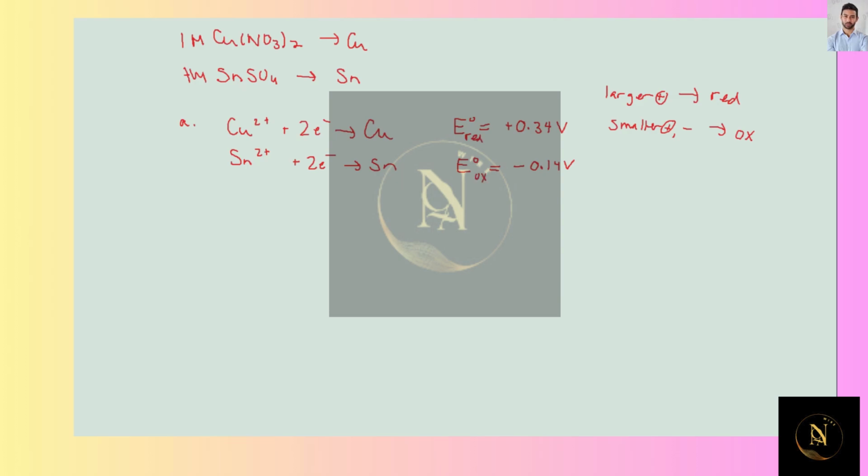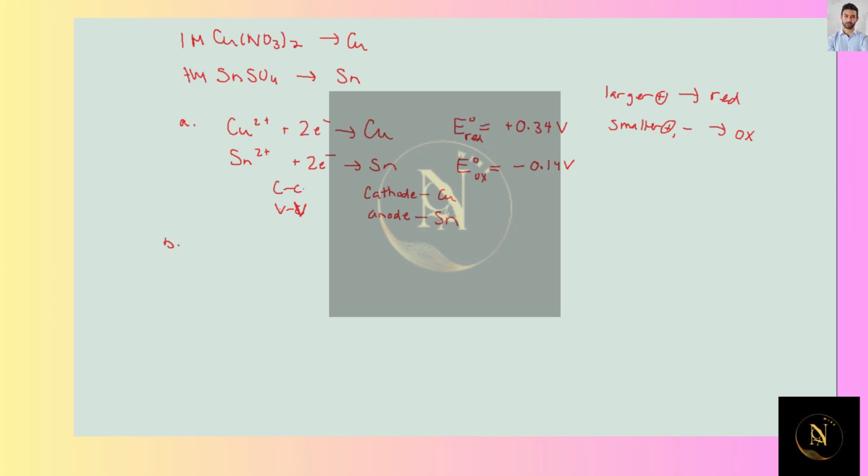So in terms of the electrodes, the trick to remember is consonant, consonant, vowel, vowel. Reduction occurs at the cathode, and oxidation occurs at the anode. So our cathode is where the reduction will occur, so that will be our copper metal, and the anode is where the oxidation occurs, and that is going to be the tin metal.